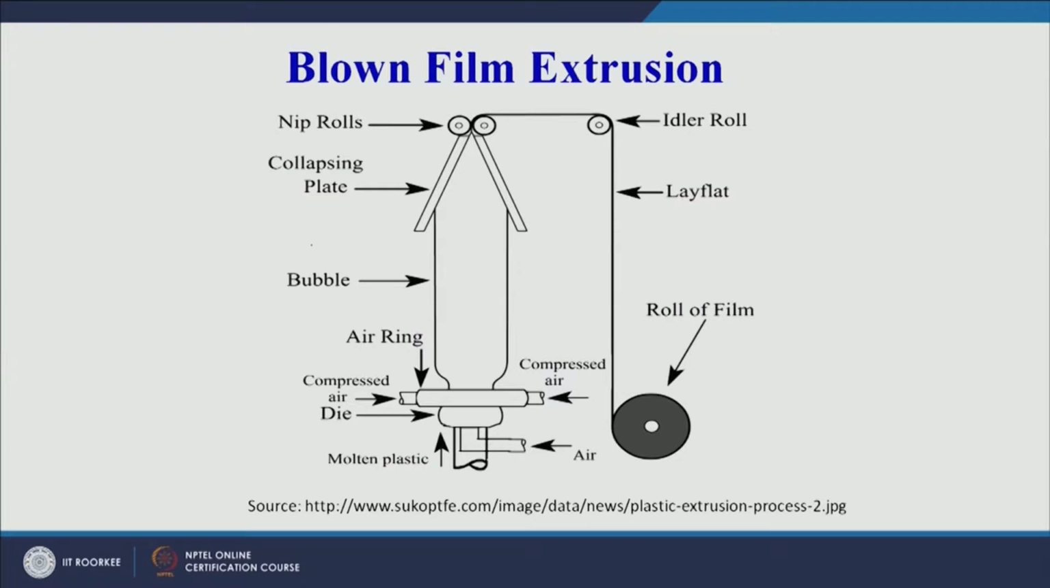Coming to the next form of extrusion process, that is blown film extrusion. Here you can see, this is a simple diagram of blown film extrusion. There is an air inlet, pressurized air, which will force the plastic against the mold wall. The bubble will be created. It will pass through the die. On your screen you can see, this is the die.